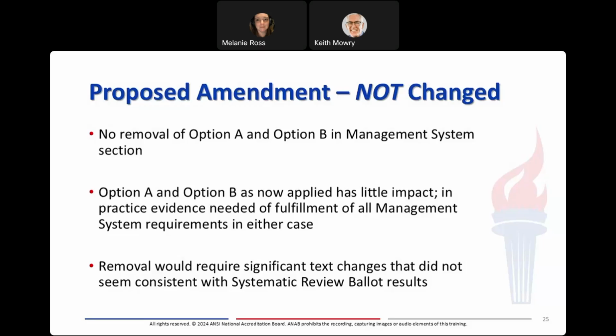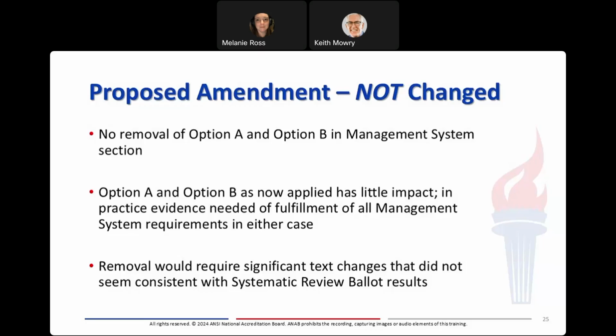There were some pretty significant parallels between 9001 and 17065 way back when. Well, we all know ISO 9001 and management systems in general have evolved since then, and that parallelism between the two is far less today than it has been in the past. So everybody recognizes now that options A and B don't really have any practical impact. Whenever anyone assesses the fulfillment of 17065, they quickly realize that they have to gather evidence of all of the requirements that make up option A, and they do so.